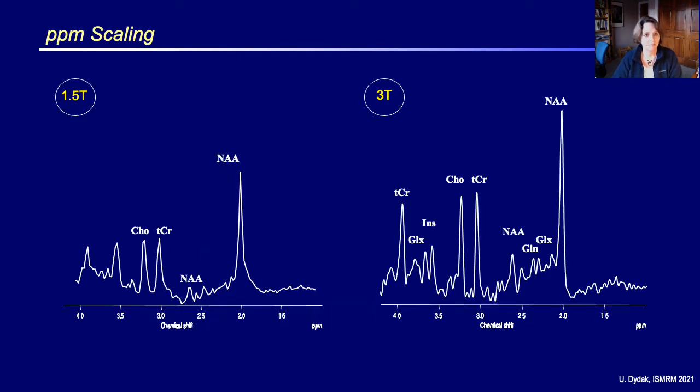Now in this example, the same two spectra are plotted on the ppm axis. Again, on the left at 1.5 Tesla, and then at a higher field strength on the right side. And you will appreciate the increased spectral separation at the higher field strengths, yet we have a normalized x-axis, so NAA will sit at 2 ppm on both spectra, creatine sits at 3 ppm and at 3.9 ppm at both spectra, and choline at 3.2 ppm.